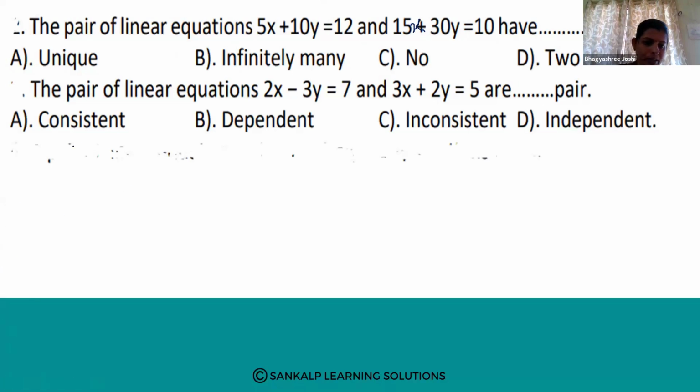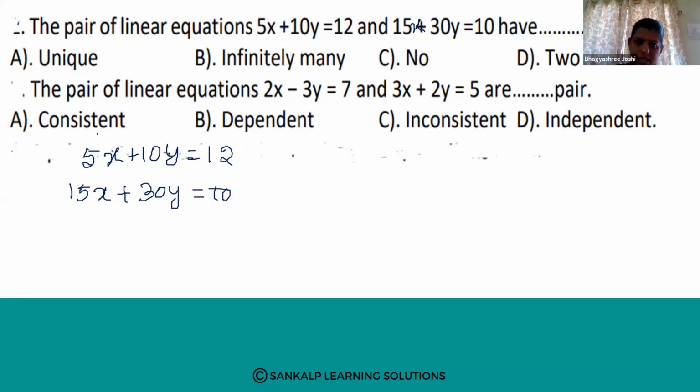We'll check, okay? That is 5x plus 10y is equal to 12. 15x plus 30y is equal to 10. See, this is a1x plus b1y plus c1 equal to 0, but here the c1 value is here. This is a2x plus b2y, this is c2. Now, compare a1 divided by a2.